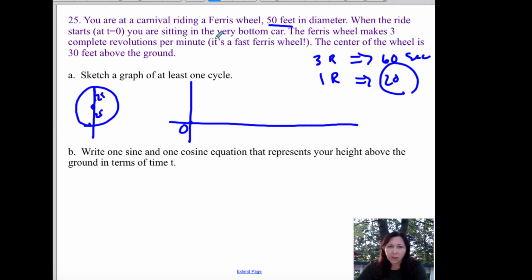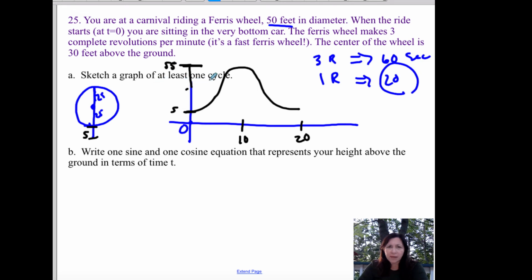Let's see, the center of the wheel is 30 feet above the ground. So that means that we already know this is 25 feet. So that means that we have a distance of 5 feet down here. So 5 feet down here, that's where it's going to start, 5, and it's going to go up 5, 50, 55, up to 55, and then come back down. And this is going to be at 20 seconds. So halfway is going to be at 10 seconds. We know that's 5, and then if I were to add my whole diameter, it's going to be 55 up here.